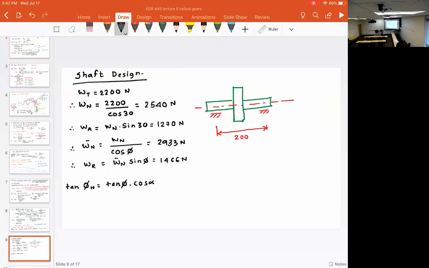So let's look at the loadings. I'm going to draw the front view and top view of the gear. And problem 1 from the quiz is similar to this one.